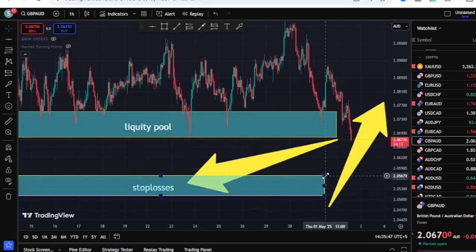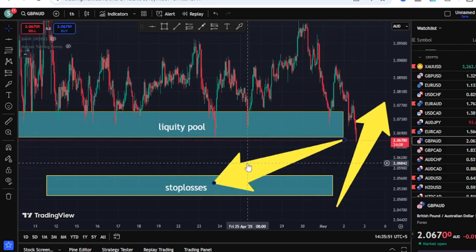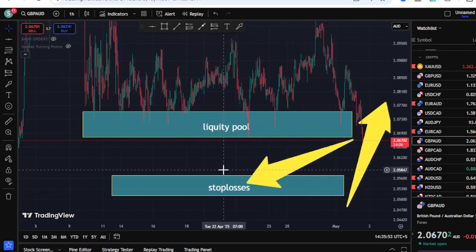So this is how the market actually works. This is your liquidity pool. So if you have no idea about the liquidity pool, then please go to the second lecture.